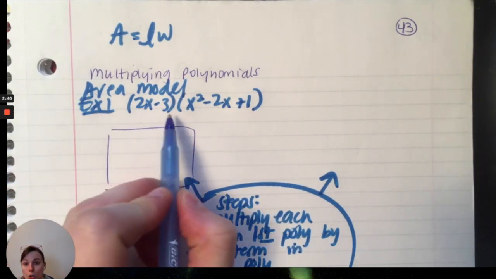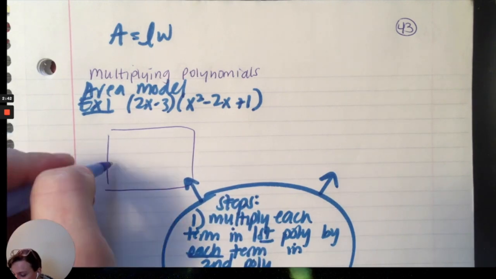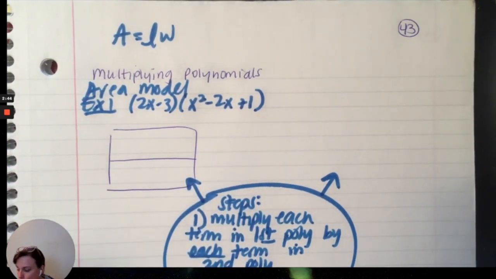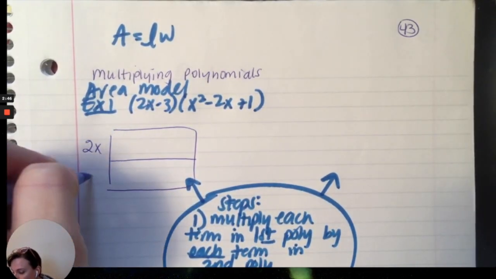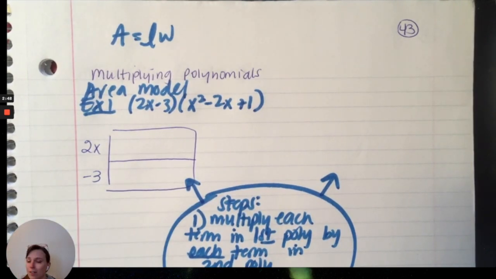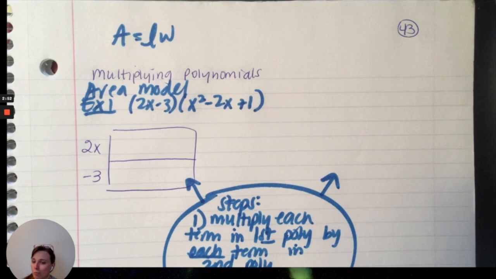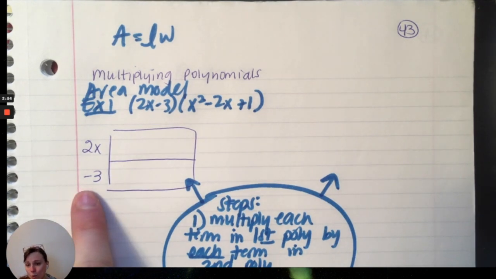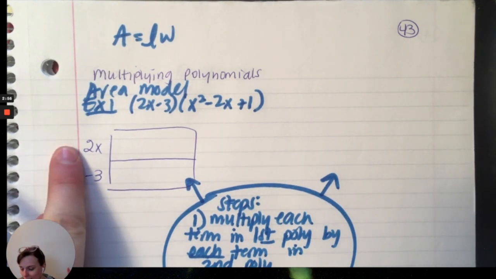But there are 2 terms in this length, which means I need to split it into 2. So 2x goes on one and negative 3 goes on the other. They could be switched, it doesn't matter. And that's the beauty of multiplication. You can switch them up. As long as that negative sticks with the 3 and the positive 2 sticks with the x, you're good.